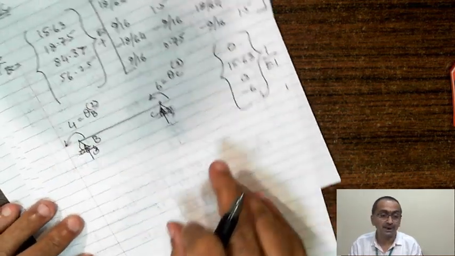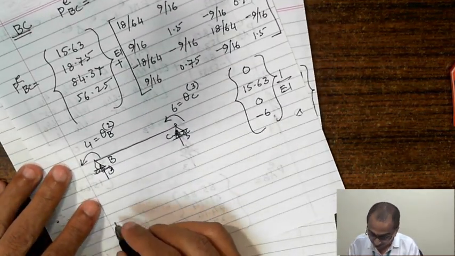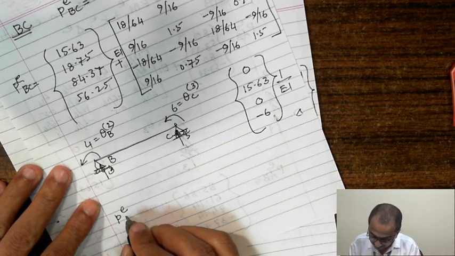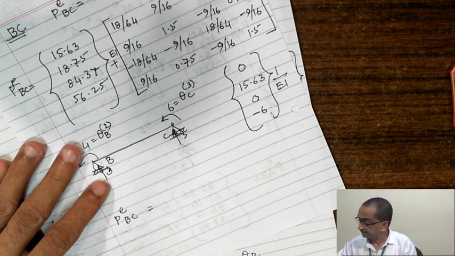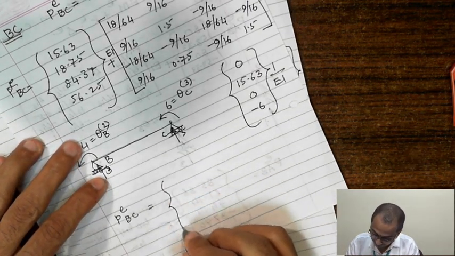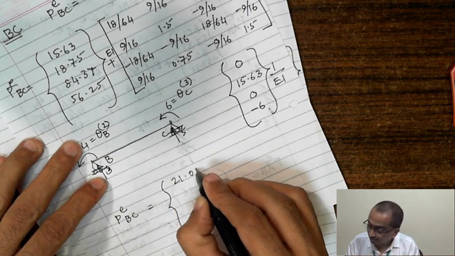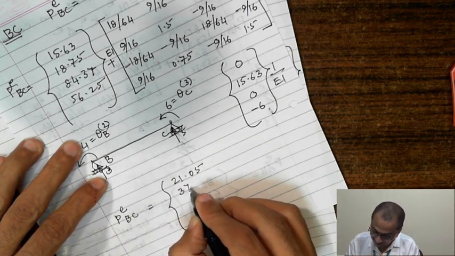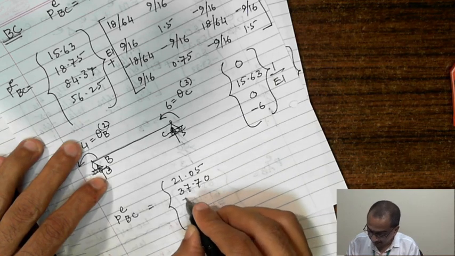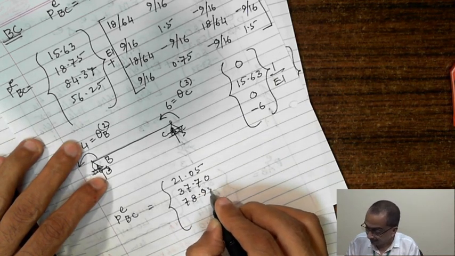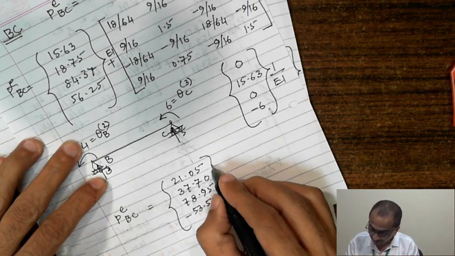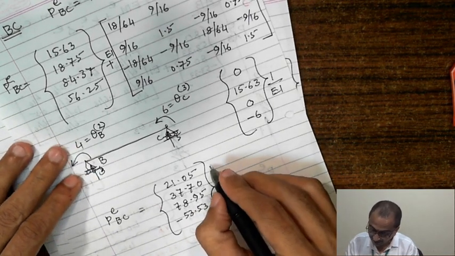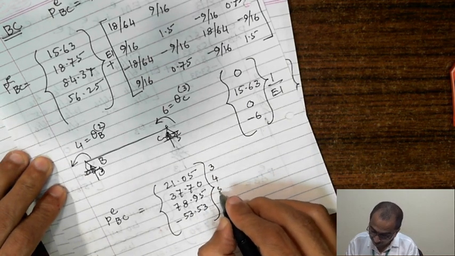I have calculated it. You also can calculate. We know the basics of matrix multiplication that was explained to you in your last lecture. So P element BC comes out to be like this: 21.05, 37.7, 78.95 and minus 53.53. This is my coordinate 3, 4, 5, 6.